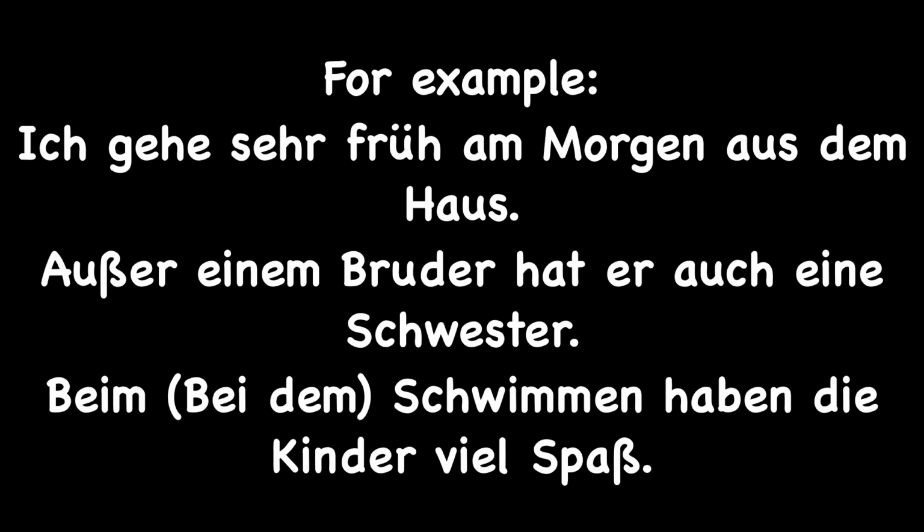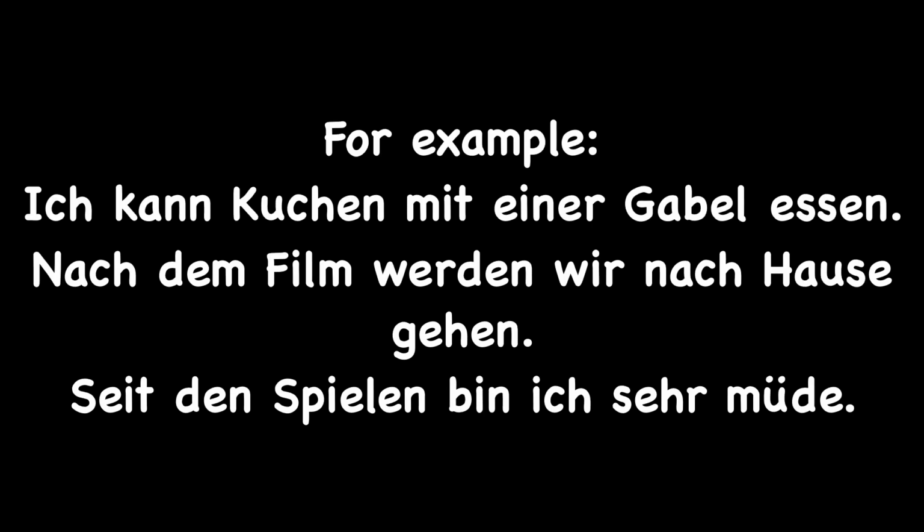Beim Schwimmen haben die Kinder viel Spaß. While swimming, the children have a lot of fun. When you're using bei and dem together, you can use the contraction beim rather than saying bei dem. Ich kann Kuchen mit einer Gabel essen. I can eat cake with a fork. In this sentence, mit is a dative preposition and therefore einer instead of eine. Gabel is still feminine, but it takes an er at the end of the ein word because of the dative case.